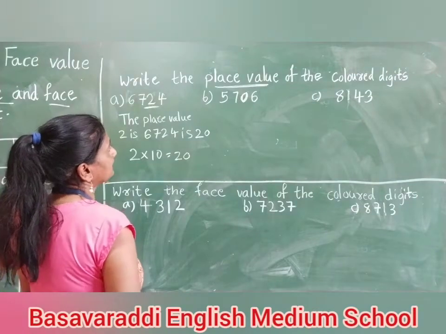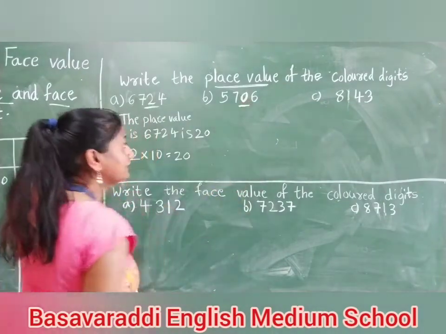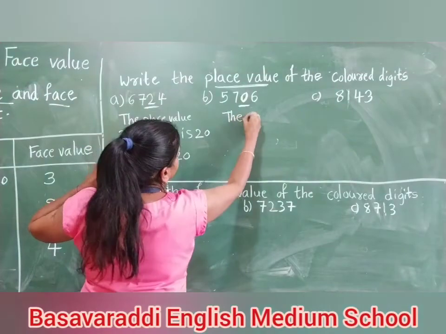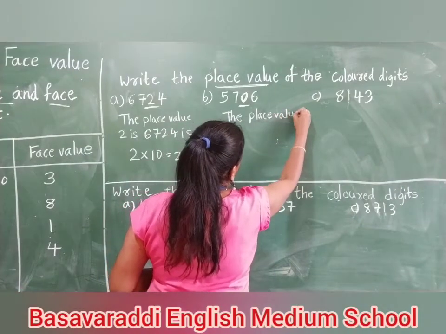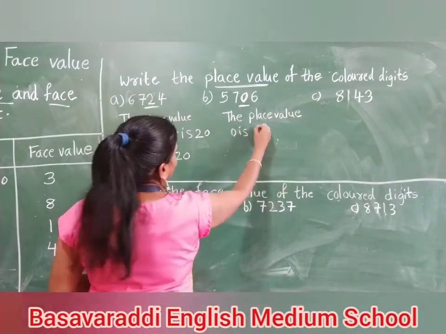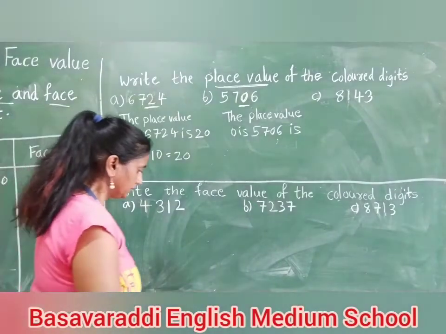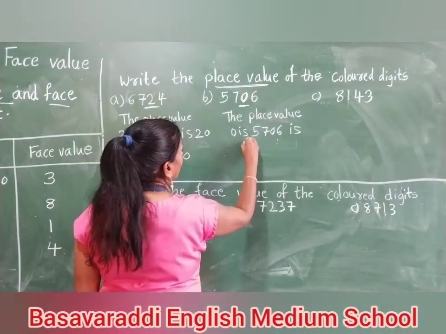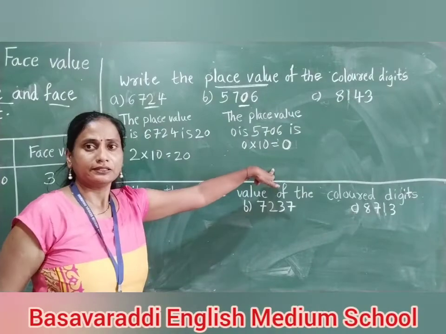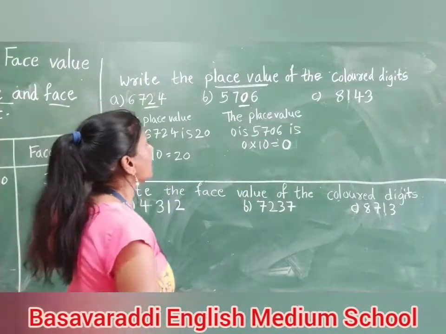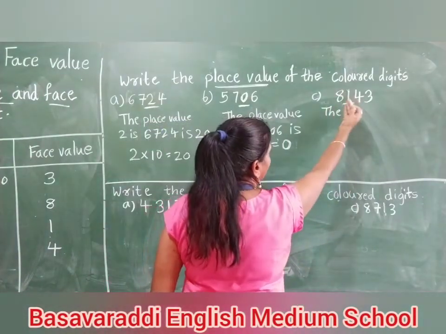Now the second one is 0, which is also in the 10's place. The place value of 0 in 5706: 0 into 10 is 0 only. The place value is 0 only. Okay, now the next place is the 100's place. The places are 1's, 10's, 100's and 1000's.